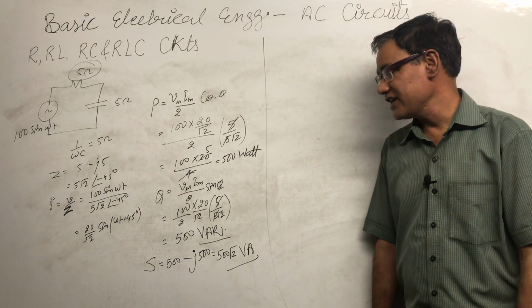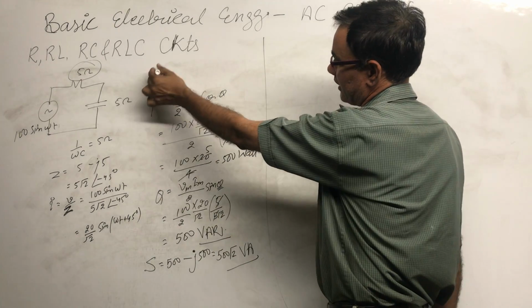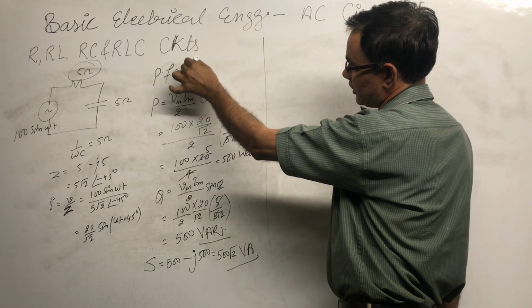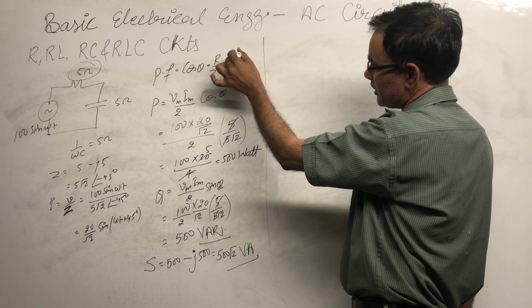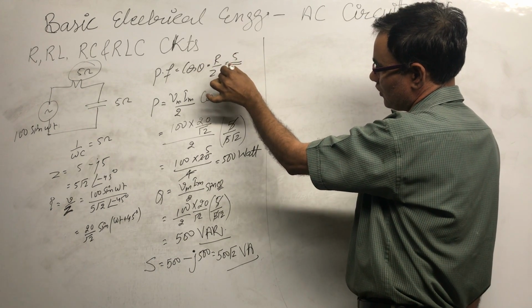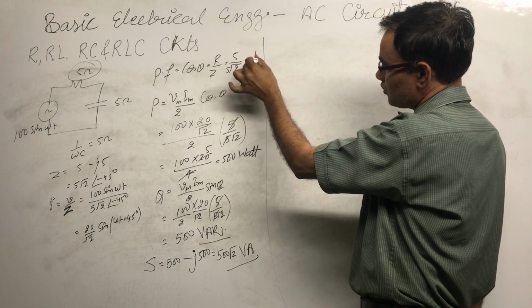Current, voltage, phase angle, power factor. The power factor here is cos theta, and the value of cos theta is R upon Z. Here R upon Z is 5 by 5 root 2, that is 1 upon root 2.